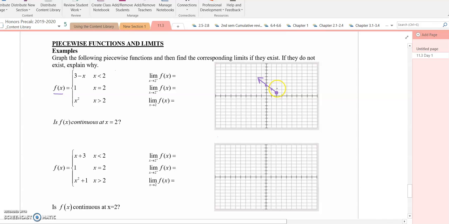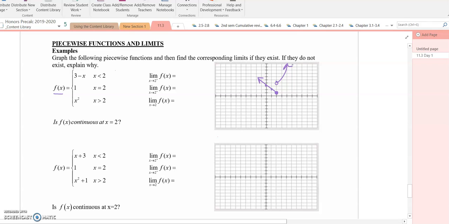Now, I'm going to have that as an open circle because I'm not including 2. Okay. And then I'm going to go ahead and just kind of do a rough sketch from here. Now I have a visual, and I should be able to do those limits.